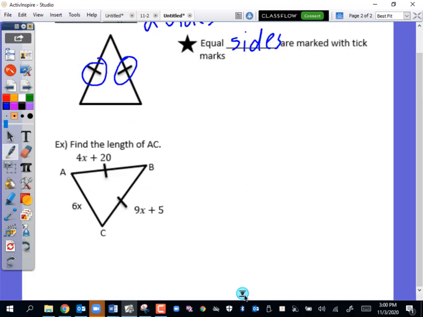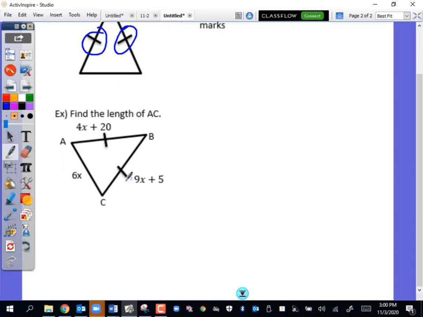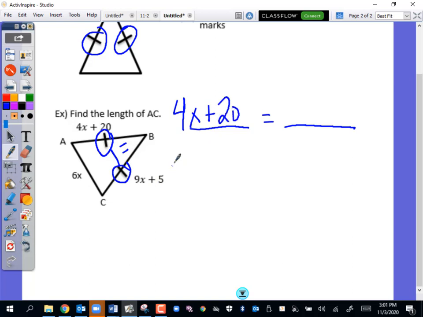In this example, I can tell this is an isosceles triangle because there's only 2 tick marks. Now, which are the equal sides? There's x's on all the sides, so how do I know which ones to use? Well, here's a tick mark, here's a tick mark. That's how I know which sides to set equal. So I'm still writing something equals something, using the sides marked equal. I have 4x plus 20, and I have 9x plus 5.